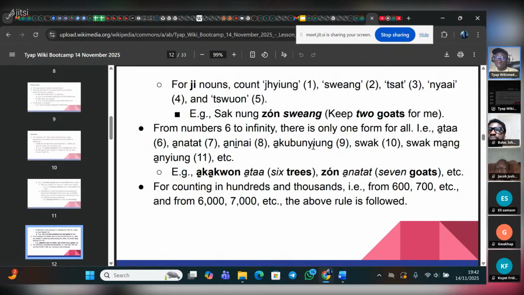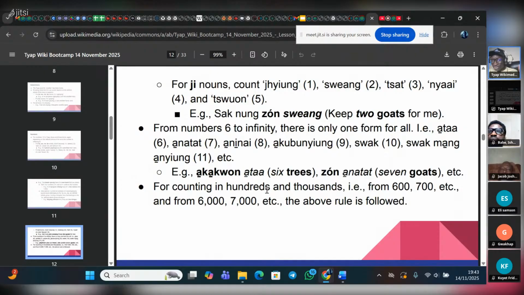So even if you want to say 20 goats, you are going to say done in swak fam. We don't have a special way of saying John Swanfian and Jan or Jan Swanfian. They are the same numbering from number 6 to number infinity. They are endless. So the example here says Akakwanata, that's six trees, Jonathan 7 girls, and so on and so forth.